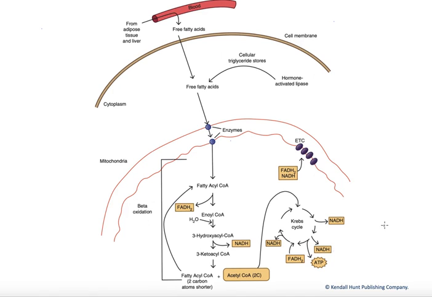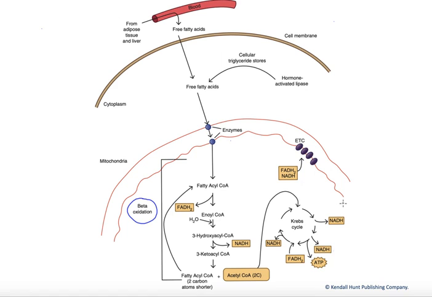Here we're going to talk about the utilization of fats for ATP production, specifically focusing on the metabolic pathway known as beta oxidation here within the mitochondria. Now, fat use can occur in many cell types for ATP production. That use can go up dramatically in certain circumstances.